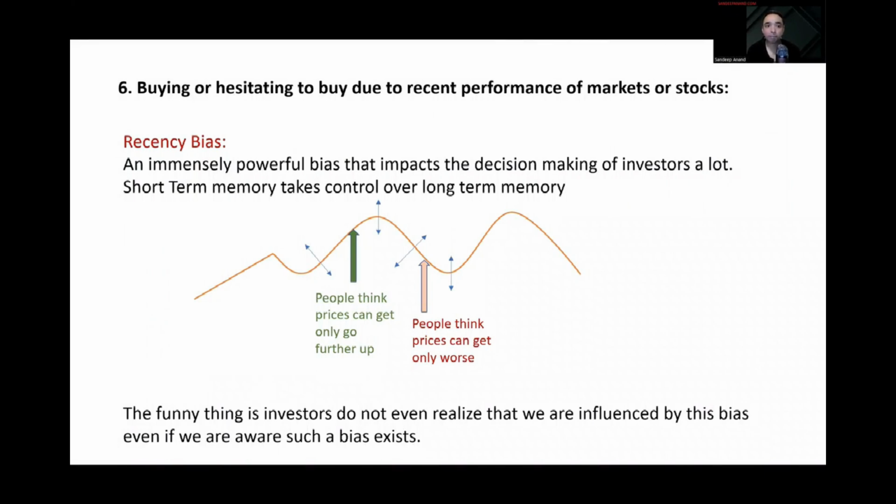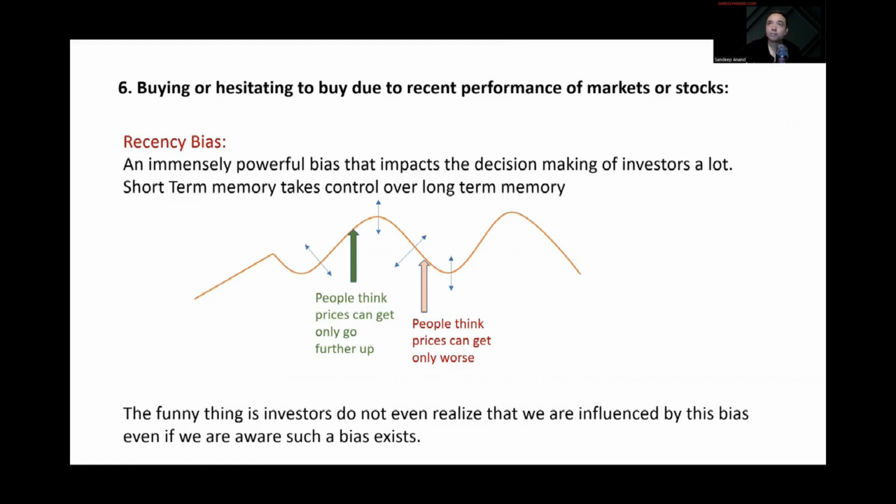Number 6 is buying or hesitating to buy due to the recent performance of markets or stocks. This is primarily driven by a behavioral bias called recency bias. It's a very common bias that happens in our day-to-day lives as well. I had covered this in detail in my quarterly webinar in May 2022. This bias drives almost every aspect of our day-to-day lives.